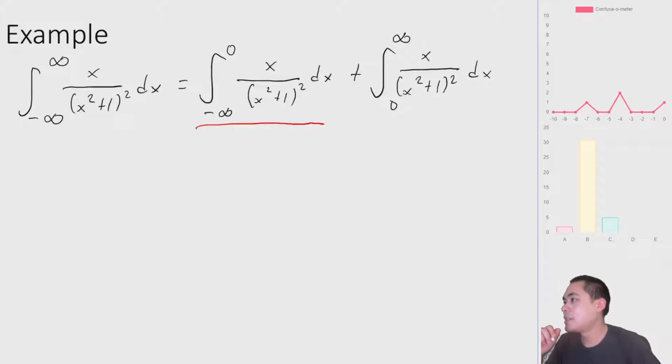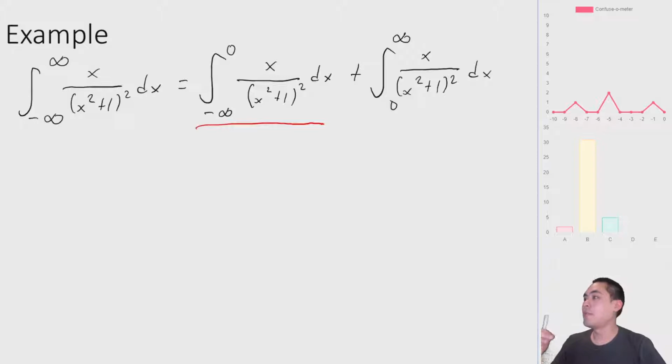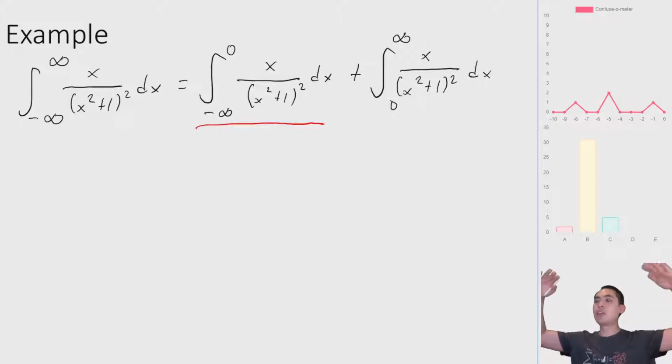We have a question. Is the definite integral from minus infinity to infinity the same as the indefinite integral? No, it is not. The indefinite integral gives you a function, whereas the definite integral gives you a value. From minus infinity to infinity, that is the area underneath the curve for everything, whereas the indefinite integral isn't.